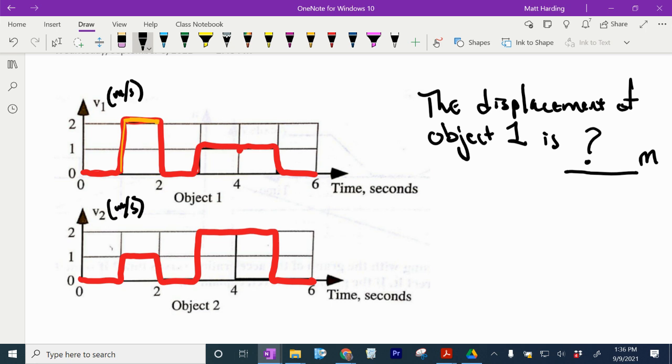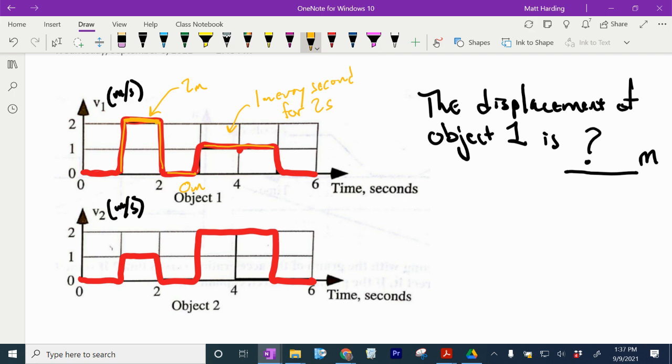All right. So it has a velocity. It travels 2 meters between the time intervals of 1 second and 2 seconds. During 2 to 3, it's stopped. It doesn't have any velocity. And then from 3 to 5, it has velocity of 1 meter a second. So for a total time of 2 seconds, so 1 times 2 is 2 meters of travel. So 2 plus 2 is 4.